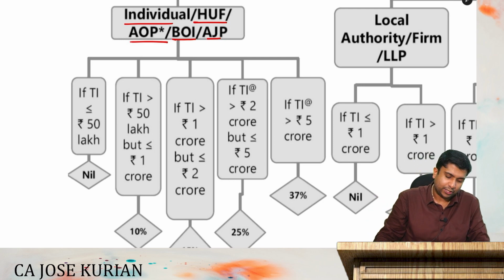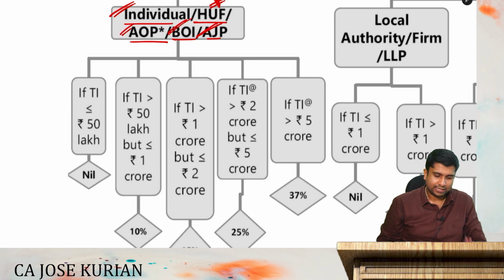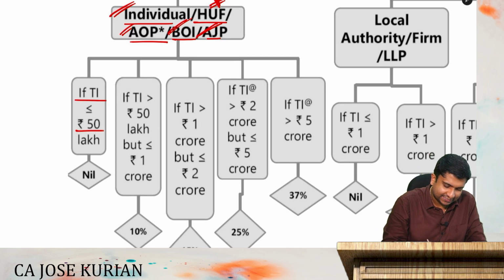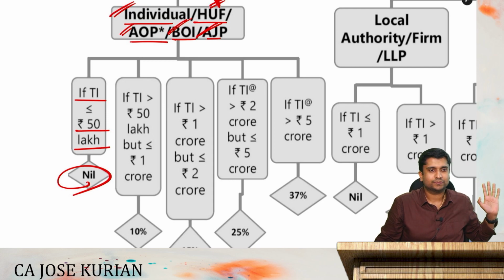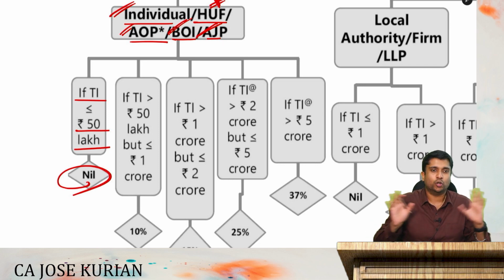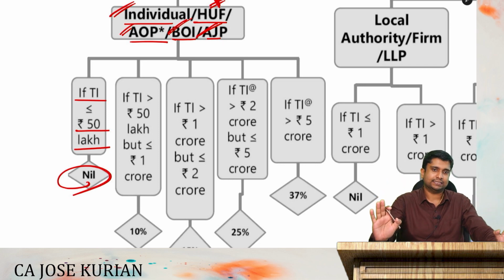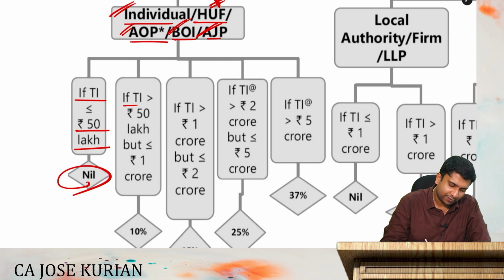Under that, say you are an individual or HUF or AOP or BOI, AJP, and your total income is less than or equal to 50 lakh, don't worry about surcharge, there is no surcharge. You don't have to pay any surcharge. Game over. First thing.